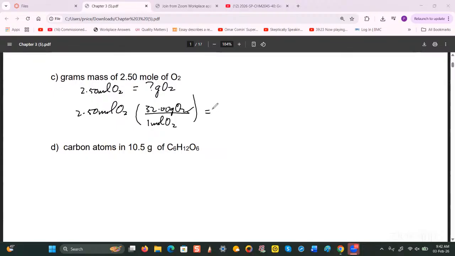So let's see what this gives. 2.5 times 32. And according to my calculation, this will be rounded off to 80.0 grams of O2 as the answer. All right. Okay, any question about this one? Any questions?